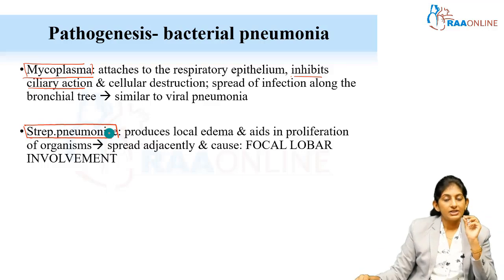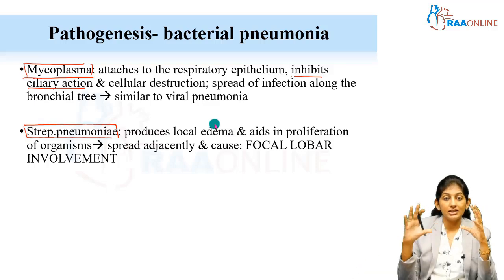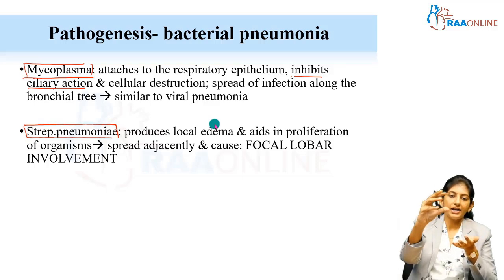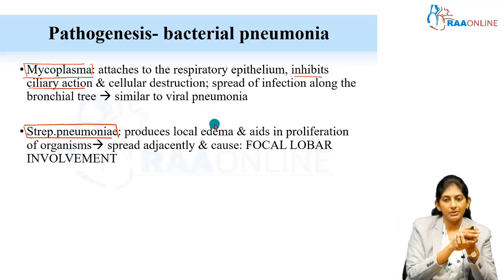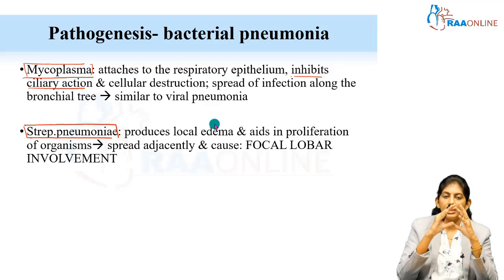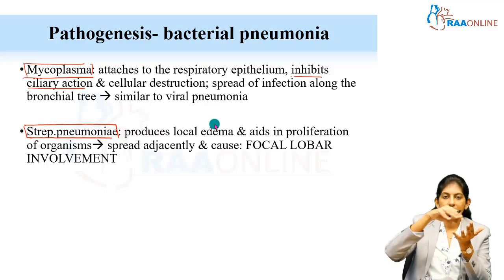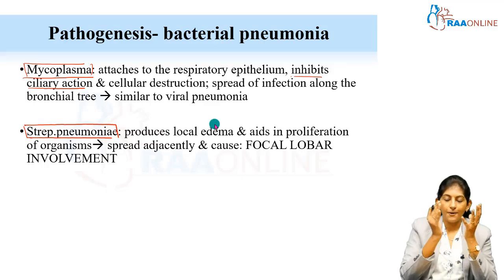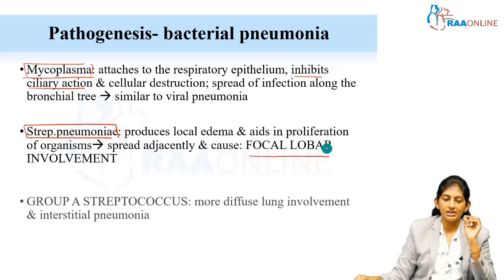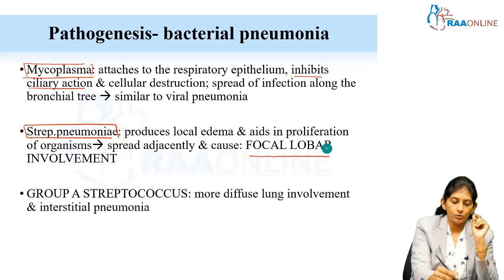Okay. So Streptococcus pneumoniae will produce local edema. So Streptococcus pneumoniae, we know that it is a lobar involvement. So why? Because this organism will go and cause a local edema like picture, and that it proliferates in that particular boundary. Okay, so there is a local edema and within that it keeps proliferating. So that's why it is a focal lobar involvement. Okay, so this is Streptococcus pneumoniae. Next one is group A Streptococcus.